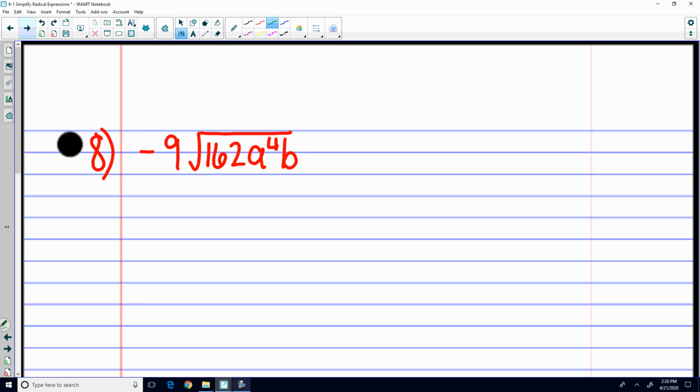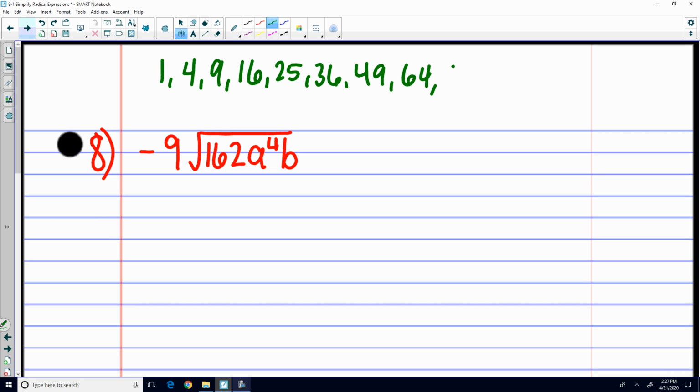So 162, again, our numbers are getting a little bit harder here. So we're going to go ahead and look at some of these. So let's write some perfect squares down. 1, 4, 9, 16, 25, 36, 49, 64, 81, 100. There's the first 10 perfect squares for you.